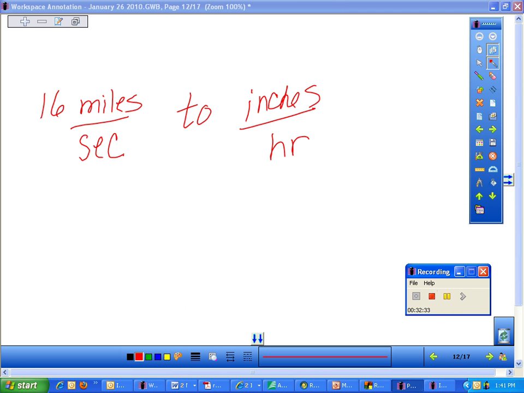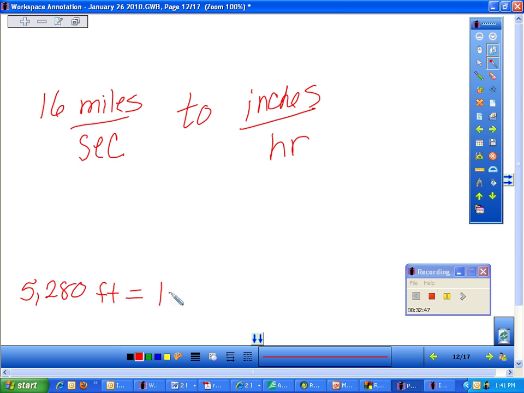Okay, take just a second. Set this one up. Now, just in case you don't know, the unit multiplier you're going to need is 5,280 feet in 1 mile. That's how you're going to go from miles to feet. Then to go from feet to inches, of course, you'll use 12 inches equals 1 foot. So take just a moment and try to set this one up, and I shouldn't have to tell you how to go from seconds to hours.